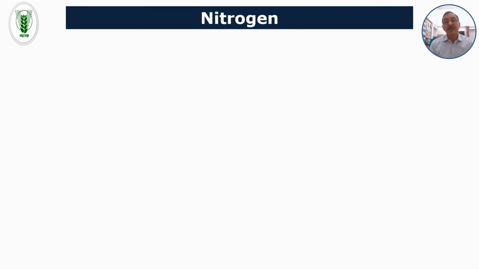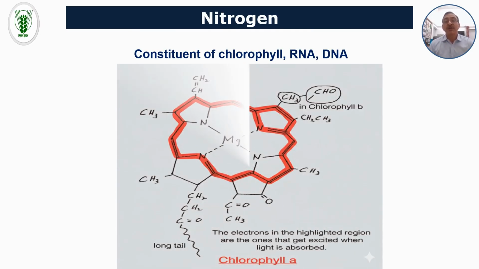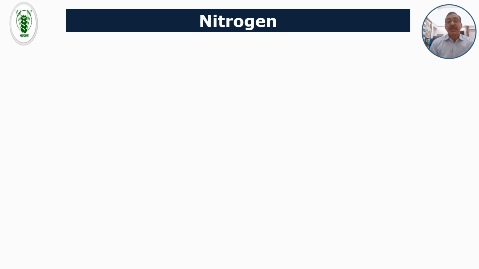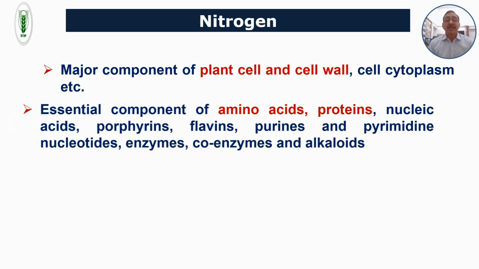Now when we come to nitrogen, this is the most important element in agriculture. This is the element which is required in the highest amount by any crop. Most of the crops require nitrogen in large amounts, and nitrogen is a constituent of chlorophyll inside the plant. In the chlorophyll molecule, we can see this is the central element in the structure. And it is a major component of plant cell wall and cell cytoplasm.